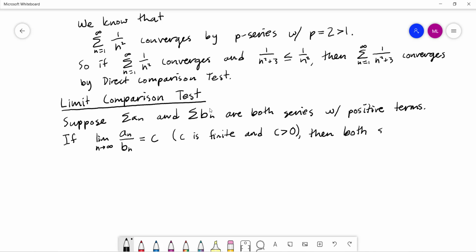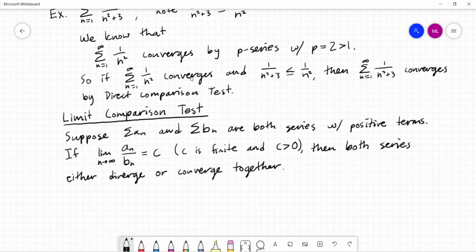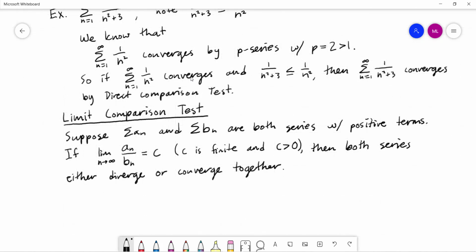Then both series exhibit the same behavior. So if the known one diverges, then so does the unknown one. If the known one converges, so does the unknown one. So both series either diverge or converge together. So they have the same behavior. This is going to be something that we can use on those situations that I just talked about a minute ago.